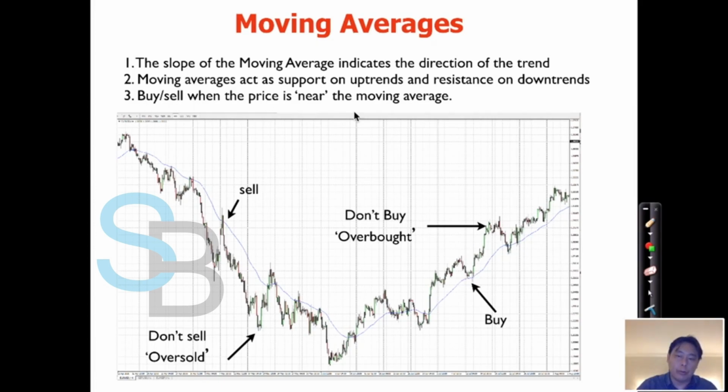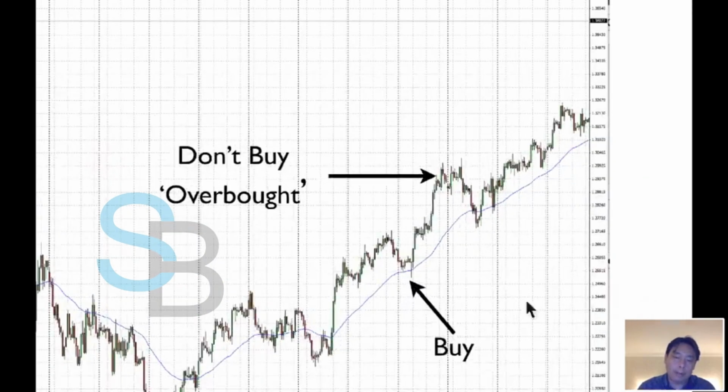Near the moving average. Okay. So in other words, on an uptrend, do we buy or sell? Buy, right? On an uptrend, we always want to buy. Now, you always want to buy when it's near the moving average, or it just bounced off the moving average. Like this would be a good time to buy, right? Because it's near the moving average. Here's a good time to buy, near the moving average, right?